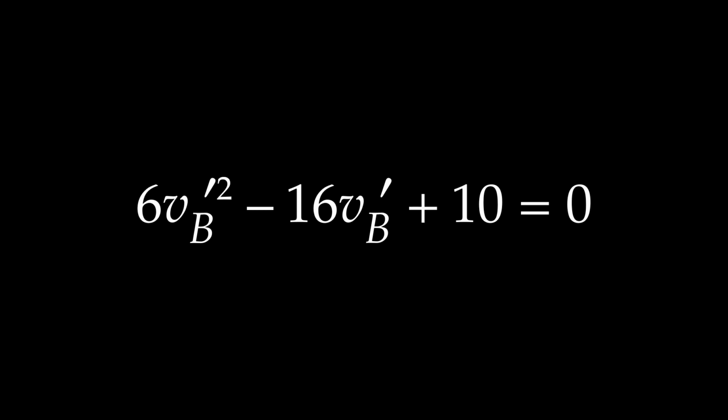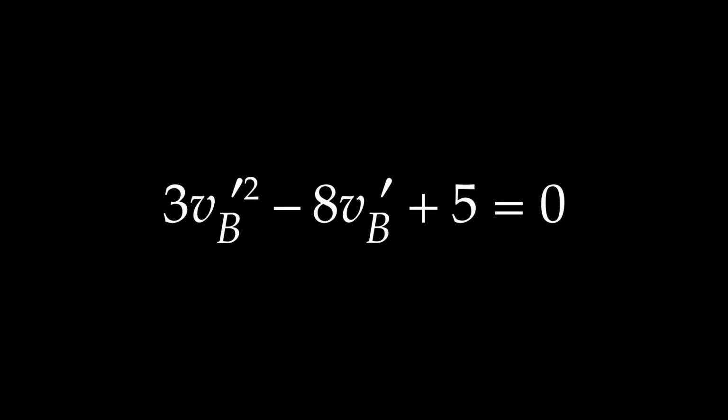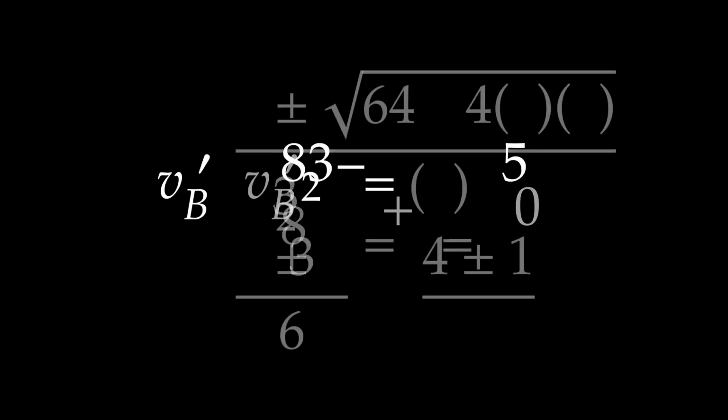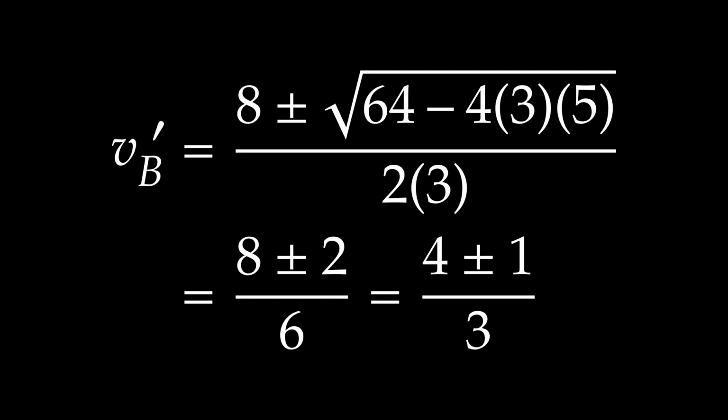Now apply the quadratic formula. To find the roots of this, I know it's negative b plus or minus the square root of b squared minus 4ac over 2a. And so plugging those numbers in, I'll have that VB prime is equal to negative b, which is 8 plus or minus the square root of 8 squared is 64, minus 4 times 3 times 5, divided by 6. Well, if I do all that a little arithmetic down, I get 8 plus or minus 2 divided by 6.